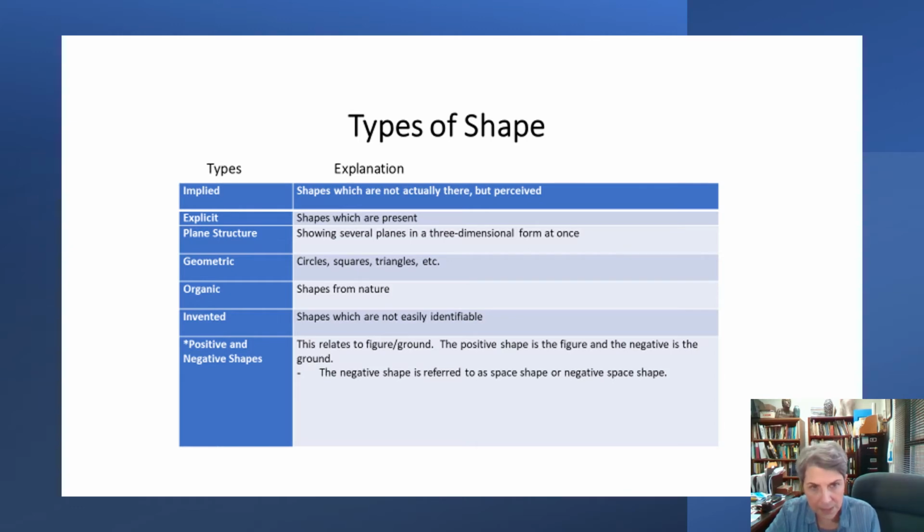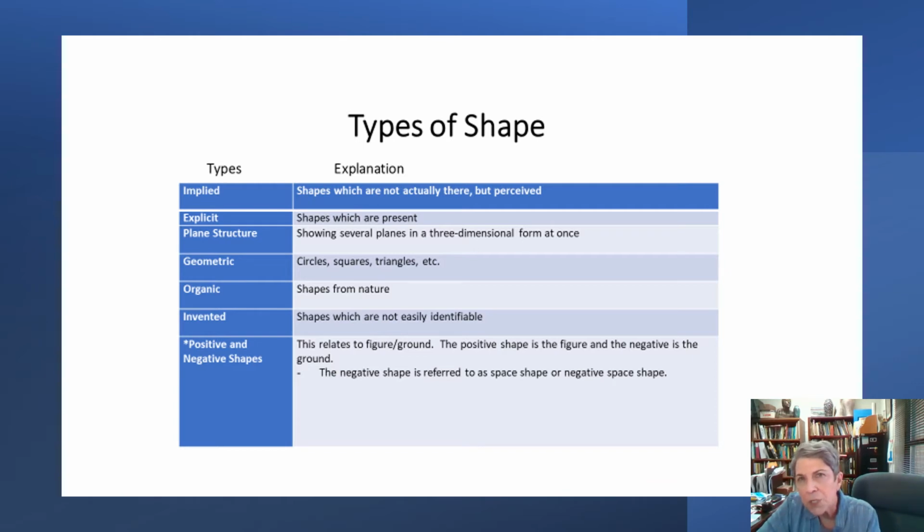Now, what you're going to see with line as well as shape are these two terms, implied and explicit. It's important that you know these. Explicit shape is those shapes that you can see. They are present. It is a circle. It's defined by its edges. But then we have implied shapes or implied lines. This is actually very important for creating balance and composition. And we're going to look at examples of those.